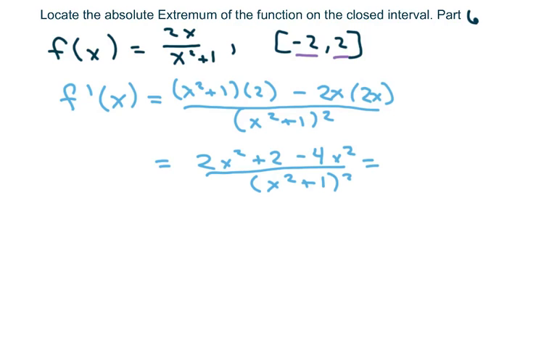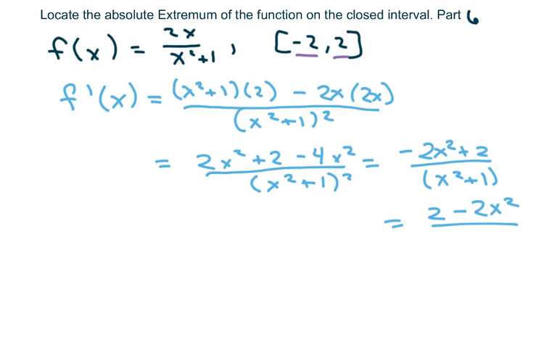When I clean this up, I get negative 2x squared plus 2 over x squared plus 1. I prefer to write this as 2 minus 2x squared over x squared plus 1 squared. Keep forgetting to square it.